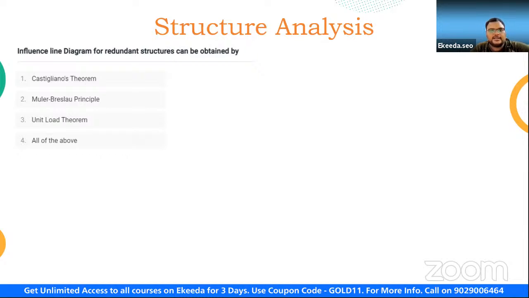Just now we have seen what the correct option should be for this one. Influence line diagram for redundant structures can be obtained by which theorem or which principle? We have seen this from the start. The options are Castigliano's theorem, Muller-Breslau principle, unit load theorem, all of the above.